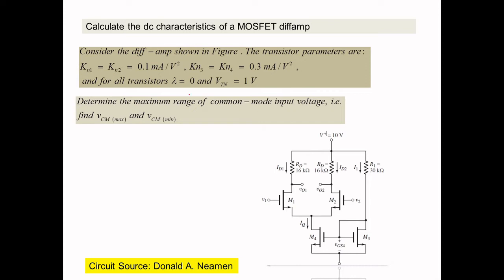See, actually you have 4 transistors, M1, M2, M3, M4. The conduction parameter values for M1 and M2 are given as 0.1, and for M3 and M4 are given as 0.3. These two are matched and these two are matched. So we want to find the maximum range of common mode input voltage, both maximum and minimum. We are studying with respect to the DC point.